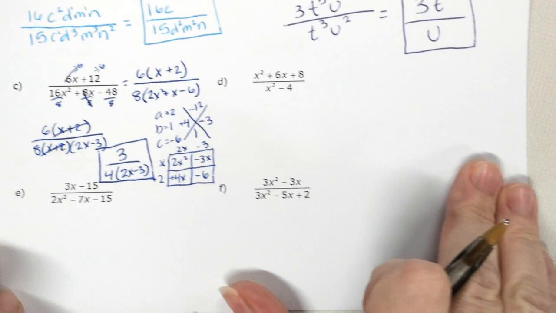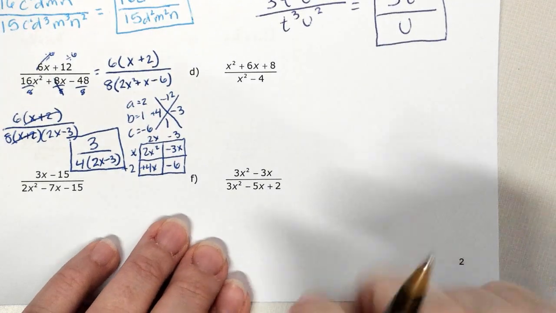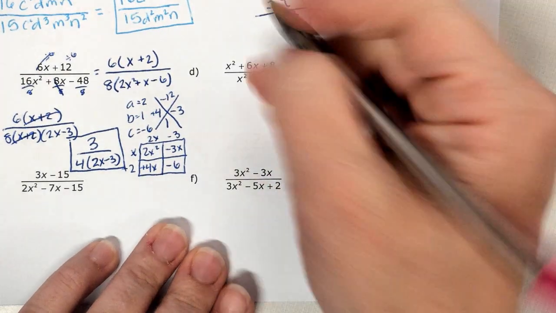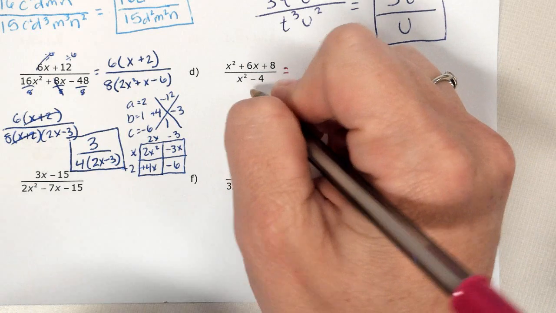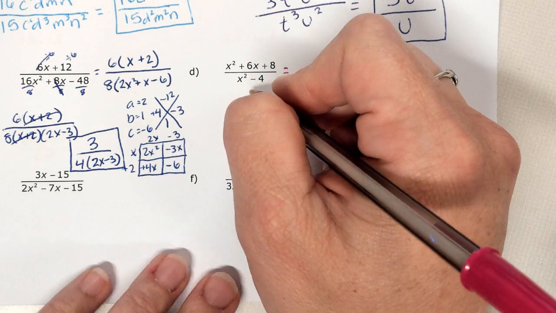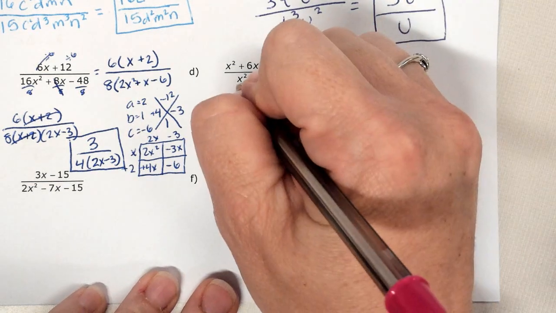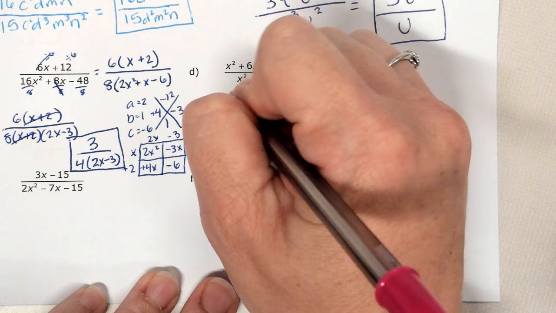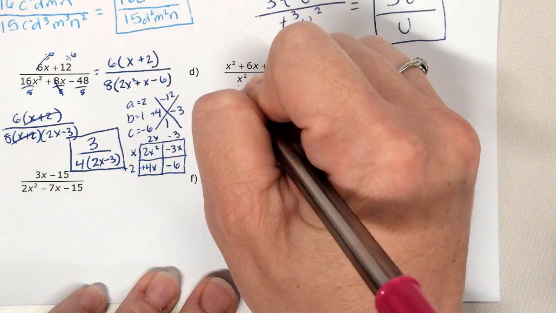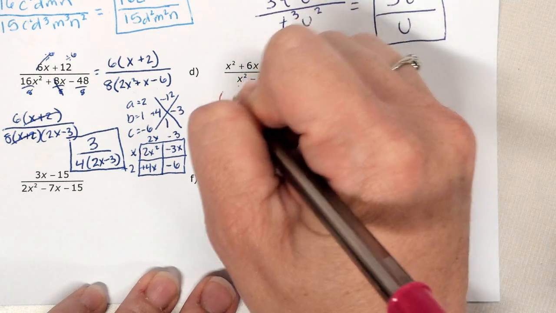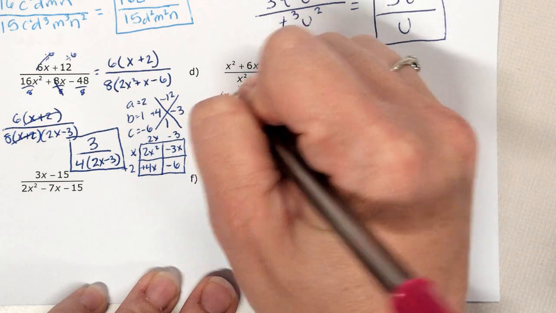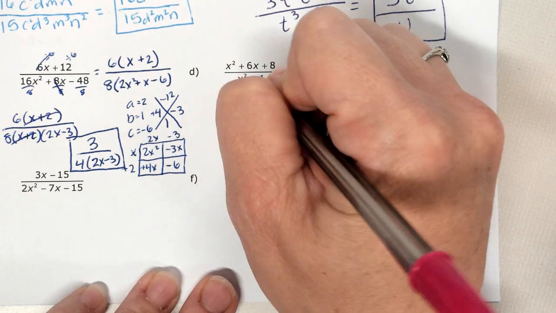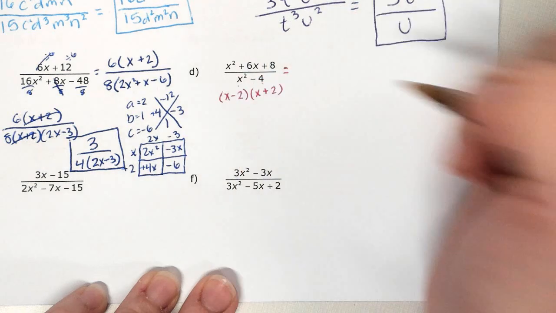Okay, so D, same concept. Now, luckily, there are no GCFs to begin with. We've actually already factored that exact thing on the bottom up on number 2G. This is a perfect square minus a perfect square. So we know x times x is x squared. Difference of squares, one has a plus, one has a minus. 4 is 2 times 2.